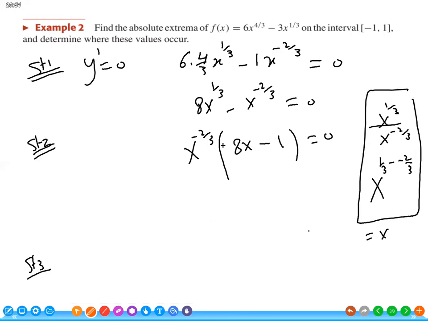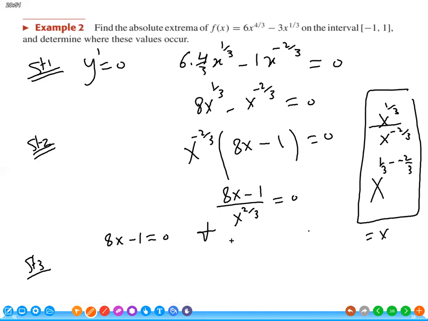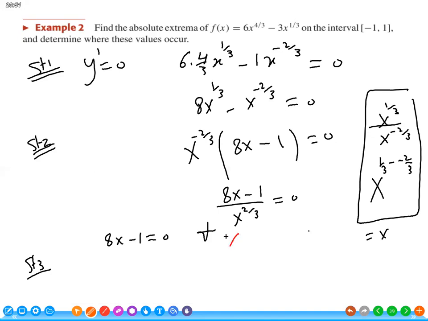So 8x minus 1. Simplify, all must be with positive exponent. Take it down to change to a positive exponent, equal 0. So now we get a rational equation. A rational equation means the numerator equal to 0 and the denominator not equal to 0. Here we solve, x equal 1 over 8, which belongs to the interval negative 1, 1, we take it.